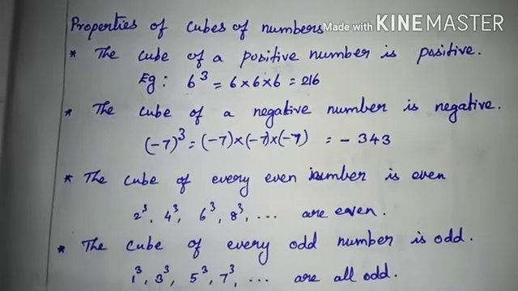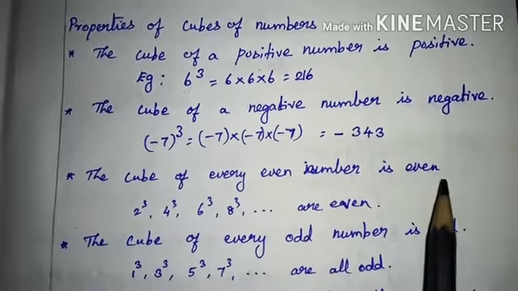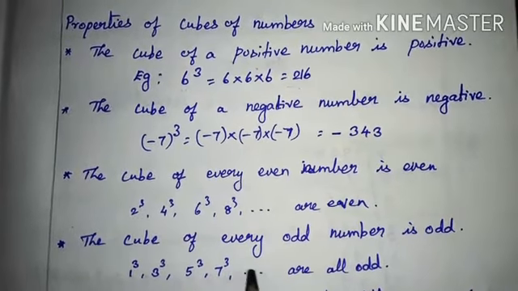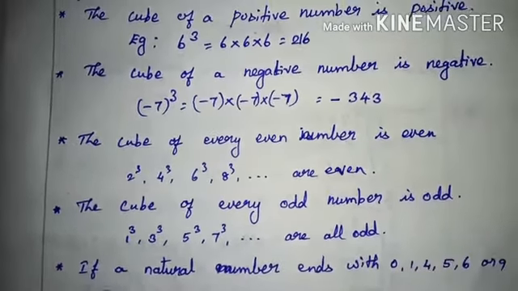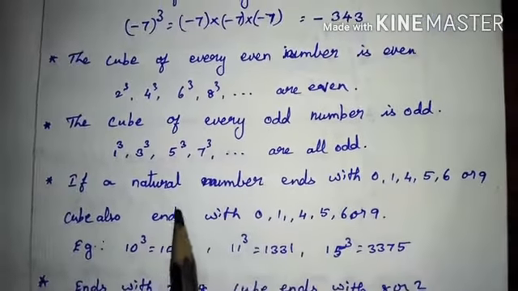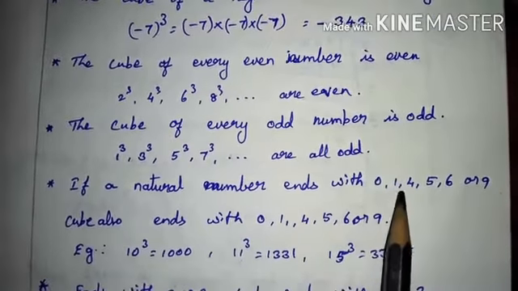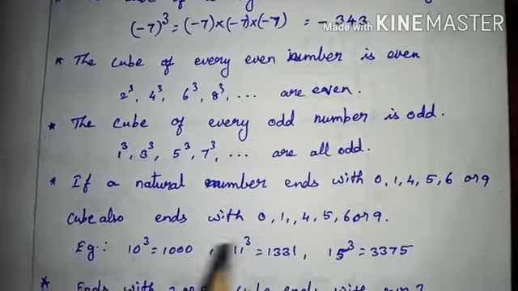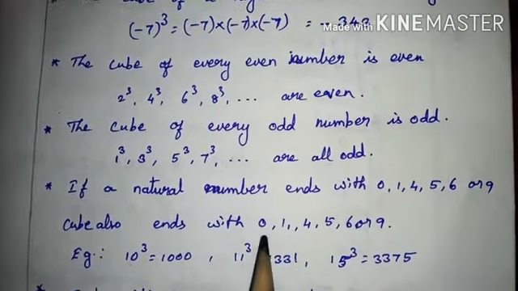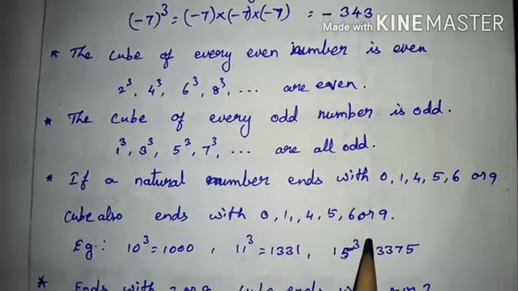The next property is the cube of every even number is even and the cube of every odd number is odd. The fifth property is if a natural number ends with 0, 1, 4, 5, 6 or 9, its cube also ends with 0, 1, 4, 5, 6 or 9.